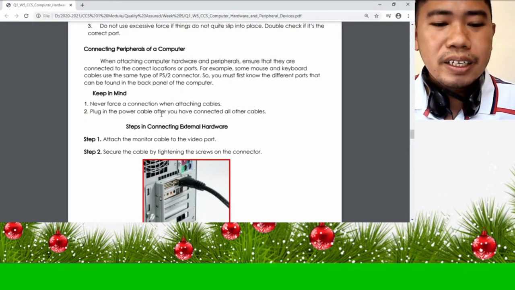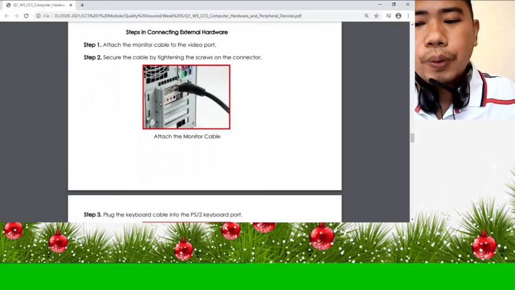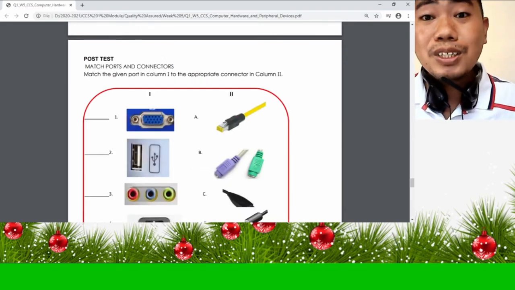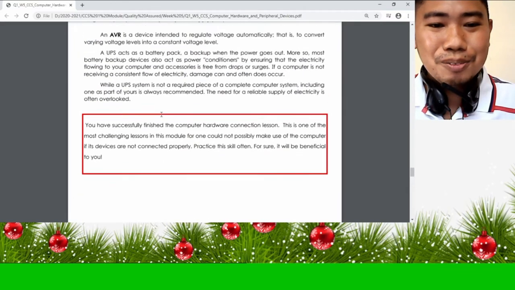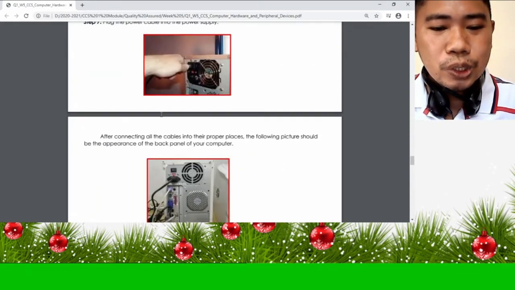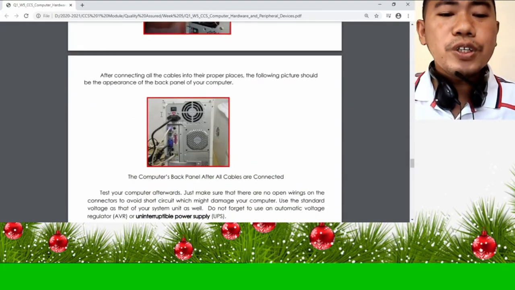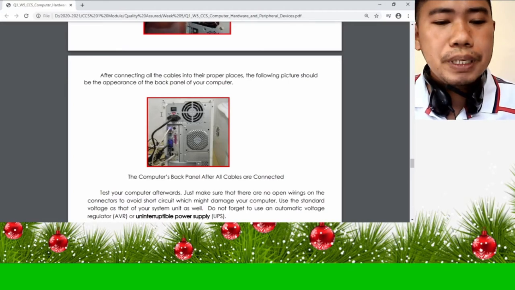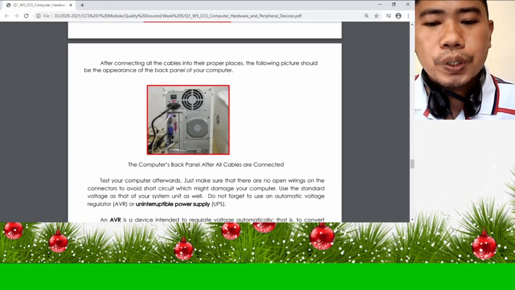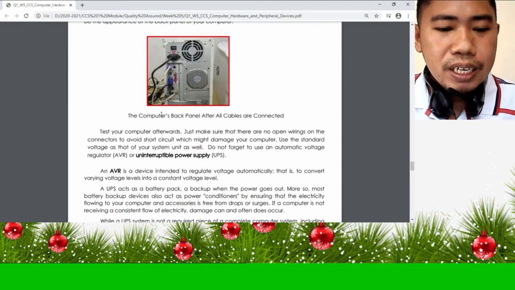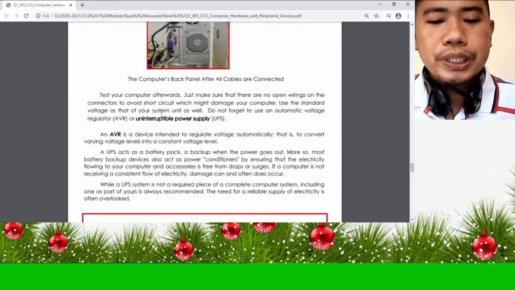Steps in connecting external hardware. Ako ipamutang dira ang steps. Okay? That's it. Okay, nahuman diri nga discussion. After connecting all the cables into their proper places, the following picture should be the appearance at the back of your computer. Insakto na. Then test your computer afterwards.